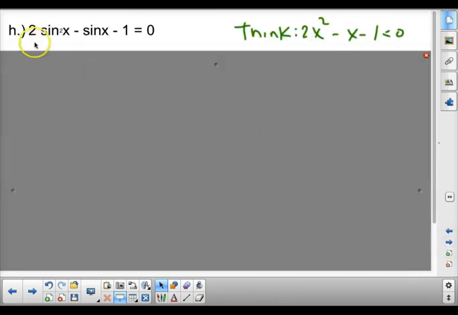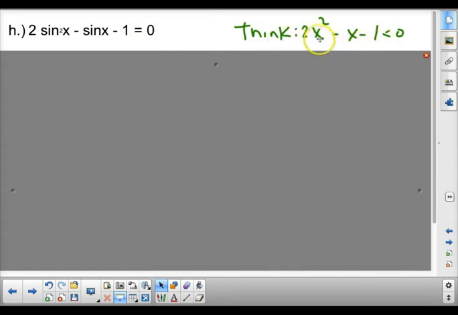Now this one's a little tricky because I have 2 times the sine squared of x minus the sine of x minus 1 is equal to 0. And it really needs to be factored. So in order to factor it, and this is a pretty good technique even if you're doing SAT problems or other types of critical thinking problems, I will model this with a simpler factoring problem.